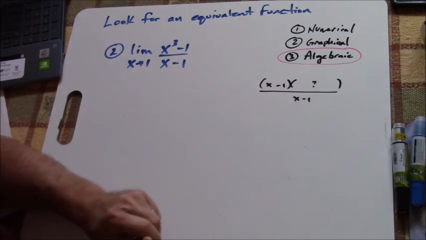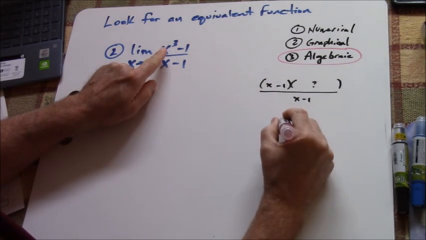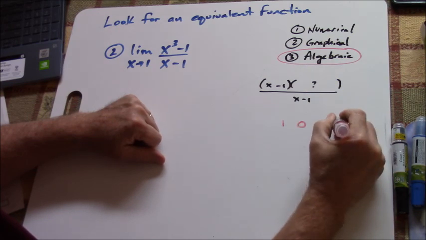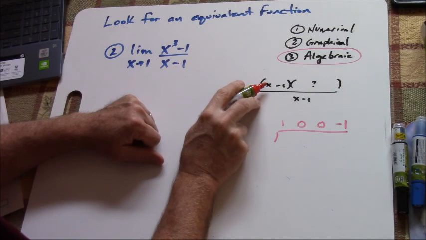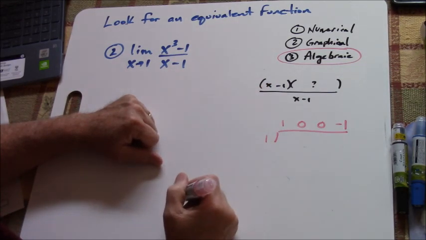But the other thing I could do is just do synthetic division. My coefficient here is a 1. There is no x squared term. There is no x term. And then there's a negative 1. And I'm trying to see if this divides into that evenly. So I would use a positive 1 for synthetic division.